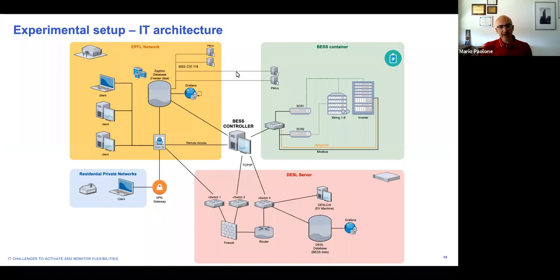In terms of IT architecture, there are essentially 3 main blocks. There is the BSS container, which is the battery container, where we have a local secured network where we can communicate to the strings and to the converter via Modbus and EtherCAT. And this communication is done by a BSS controller.